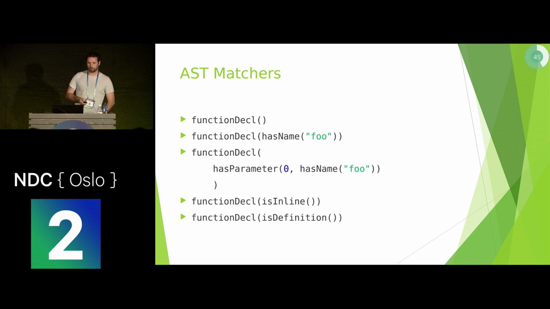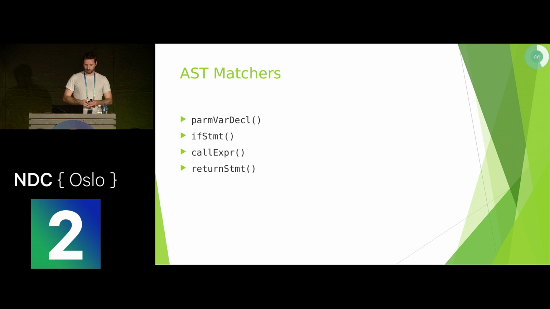And we can check if a function decl is defined, if it has a body or not, if it's inline or not, etc. So anything that you can think of that relates to functions, you can write matchers to specify those. Just a few more. parmVarDecl is used to match on parameters, as well as ifStmt, callExpr, and returnStmt. You can discover all of these matchers in the documentation.